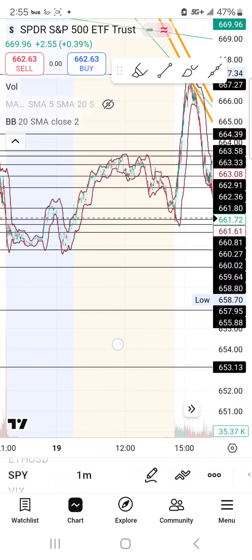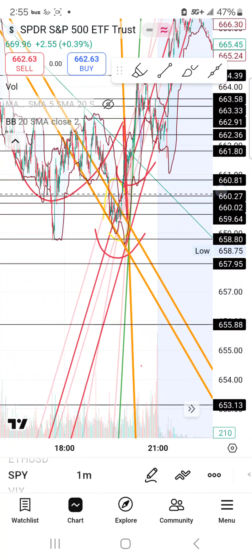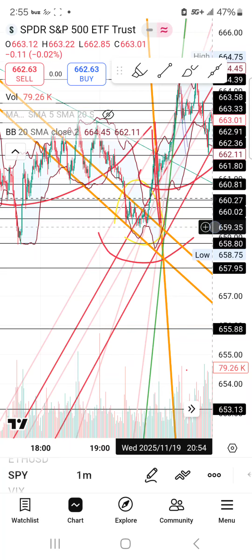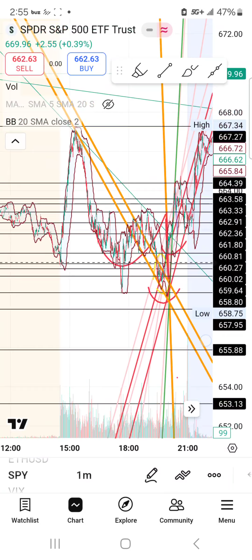Anyway, man, just scroll right on over, and you see 658 retest again. Near it, 659. Just beautiful bounces. Beautiful.